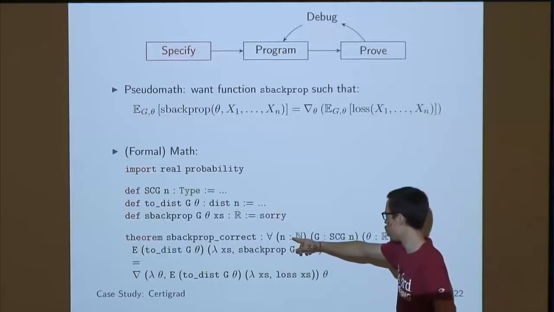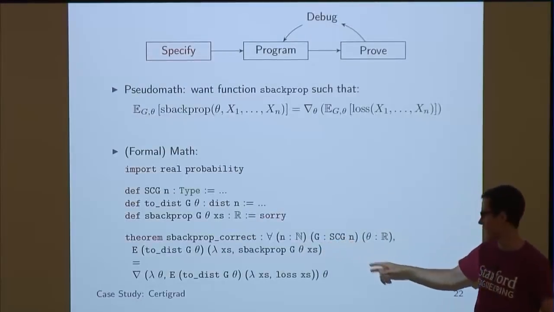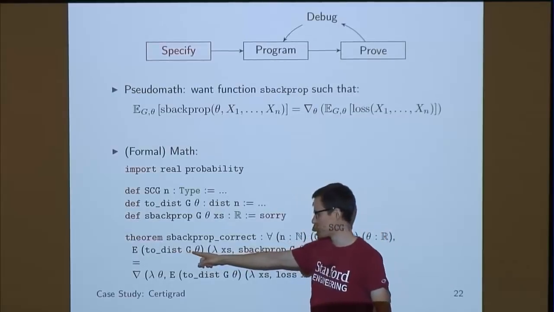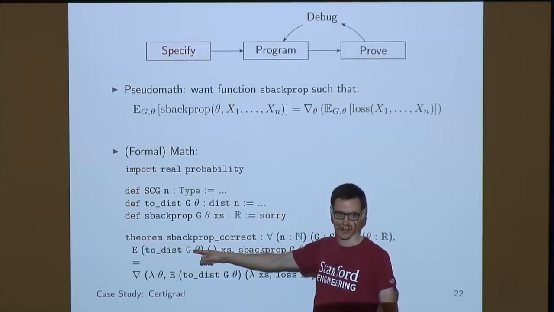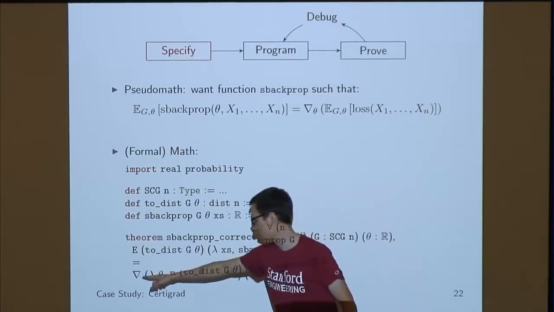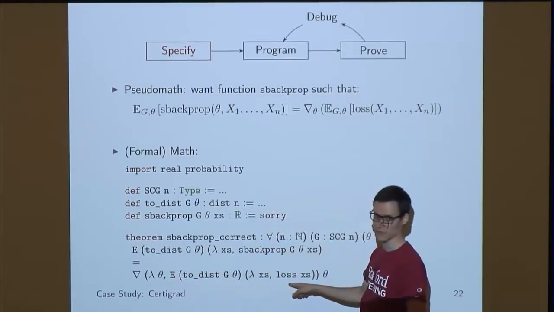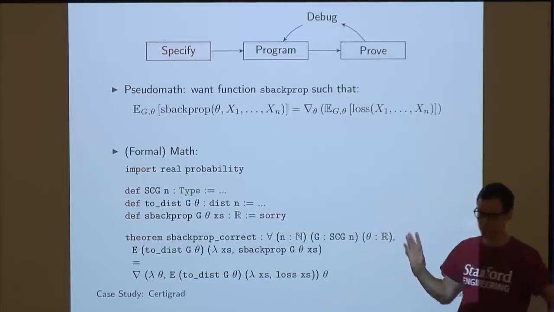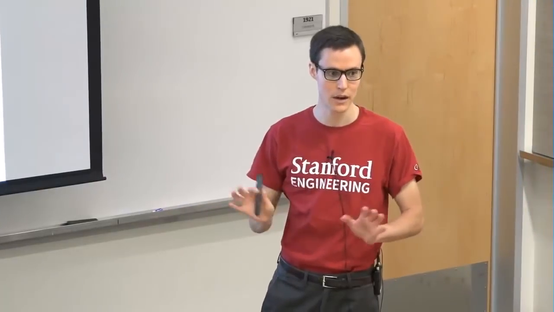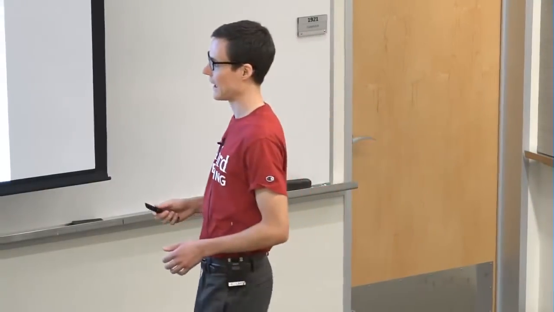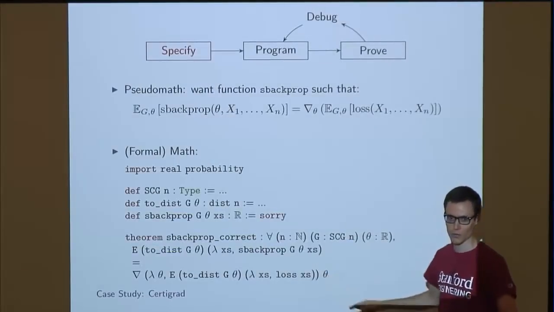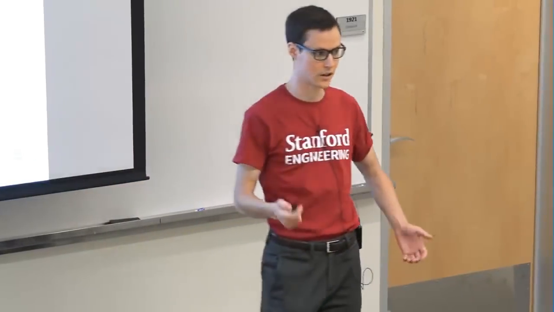We want for all n and for all stochastic computation graphs with n nodes and for all parameters, the expected value over the distribution induced by the graph and the parameter, by sampling, of running stochastic backprop is the gradient of the expected value of the loss function. So it takes a little getting used to the syntax, but there's no additional complexity here. And unlike this representation here, this actually is in a language with real semantics and the computer can understand and reason about it.